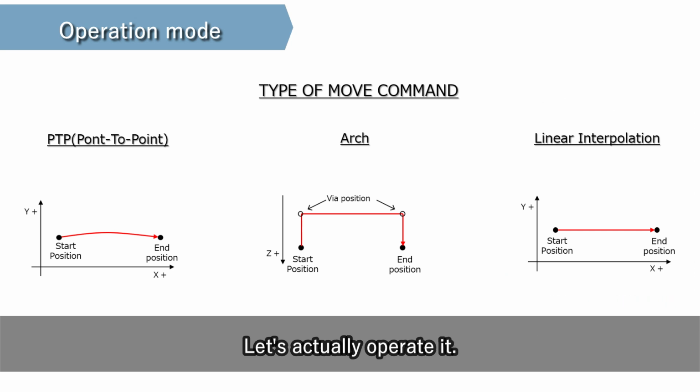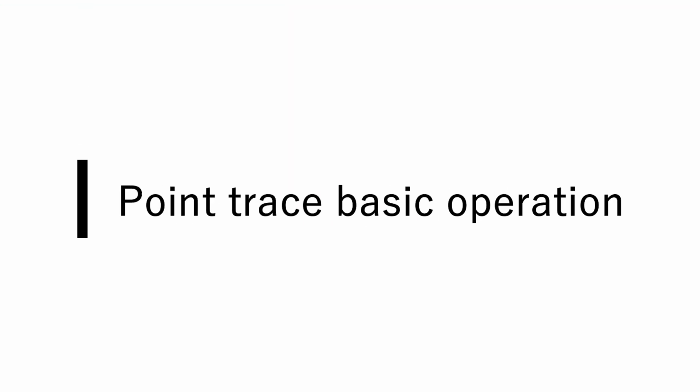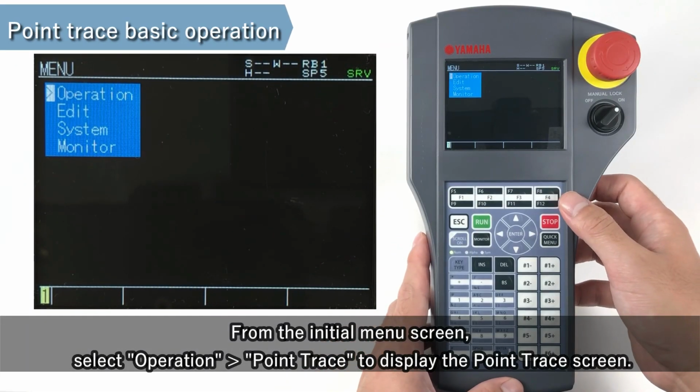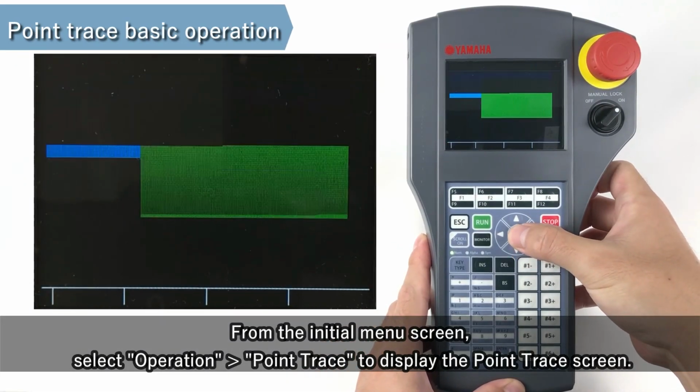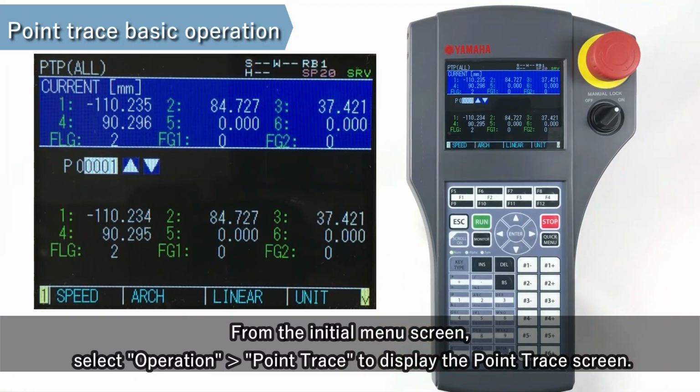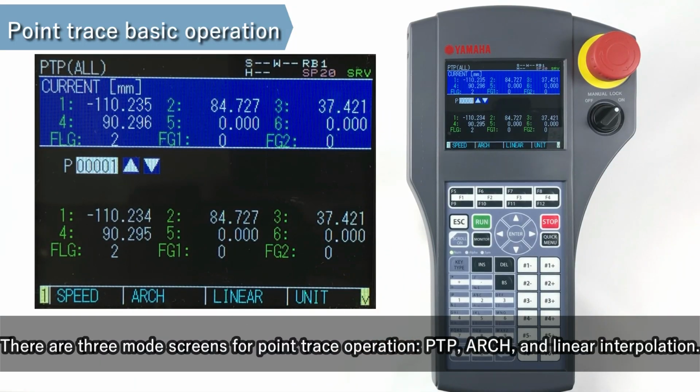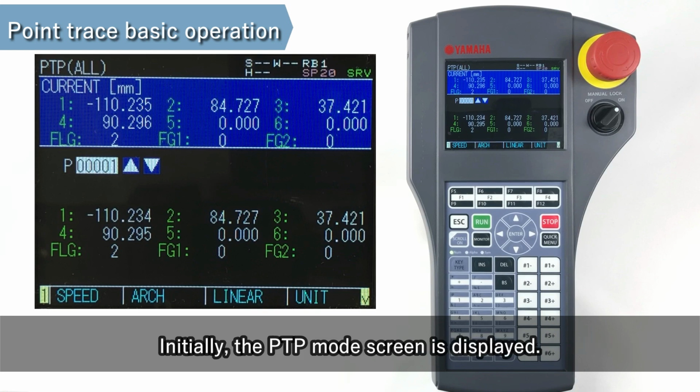Let's actually operate it. From the initial menu screen, select Operation then Point Trace to display the Point Trace screen. There are three mode screens for Point Trace operation: PTP, Arch, and Linear Interpolation. Initially, the PTP mode screen is displayed.